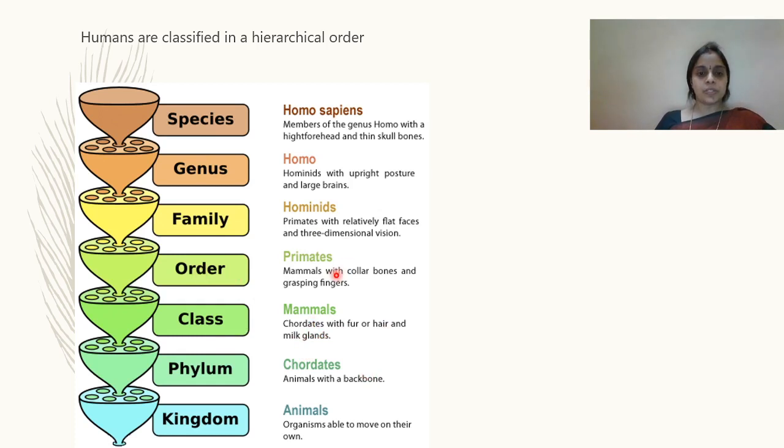Order, primates. They have a collarbone and grasping fingers. Coming to family, hominids, primates with relatively flat faces and three-dimensional vision. Genus, it's Homo, hominids with upright posture and large brains. Species, it is Homo sapiens, members of the genus Homo with a high forehead and thin skull bones.